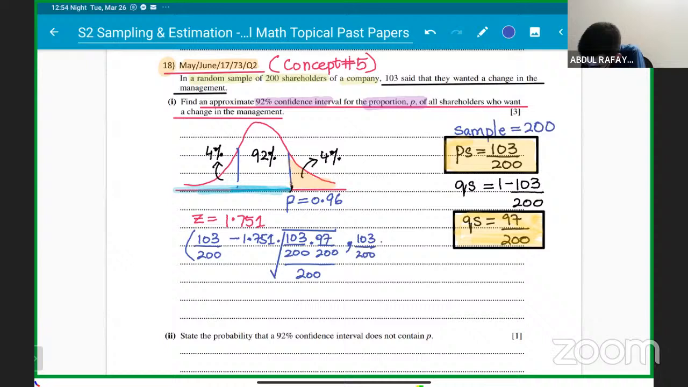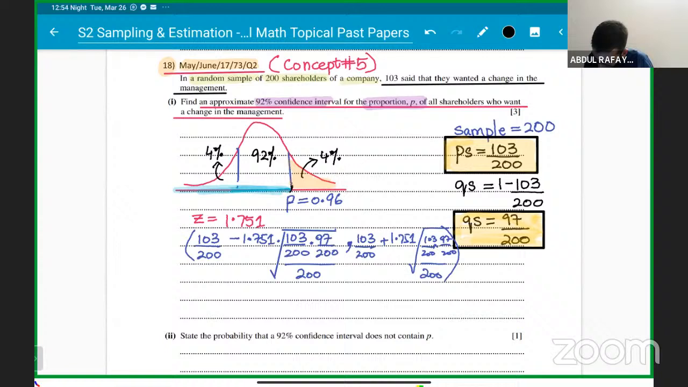103 over 200 plus 1.751 into this thing again, repetition, divided by 200, and 103 over 200 and 97 over 200, okay? So it's very important to get this correct, okay? Now plug in the values and you will get the final answer.